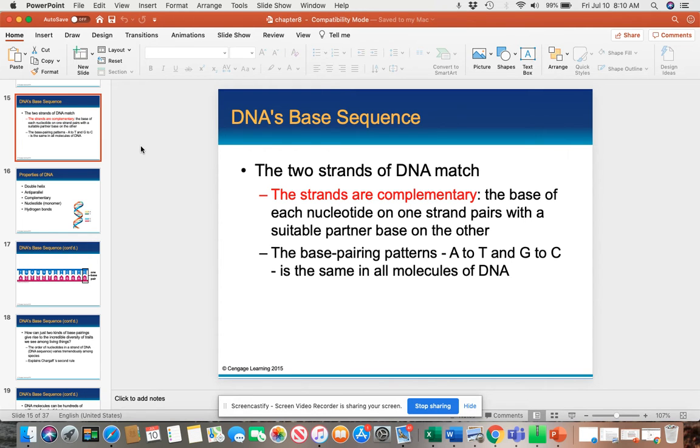The DNA double helix, two strands, they are anti-parallel. They run in opposite directions. The strands are complementary, meaning that adenine on one strand bonds to thymine on the other strand, and guanine bonds to cytosine, and vice versa.